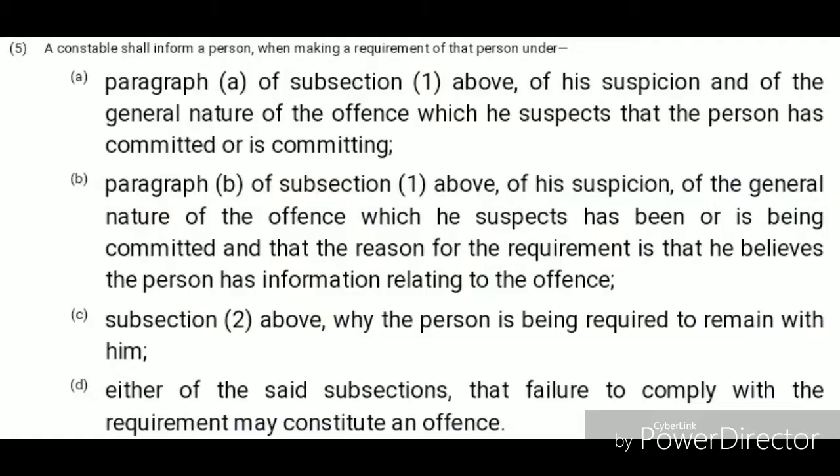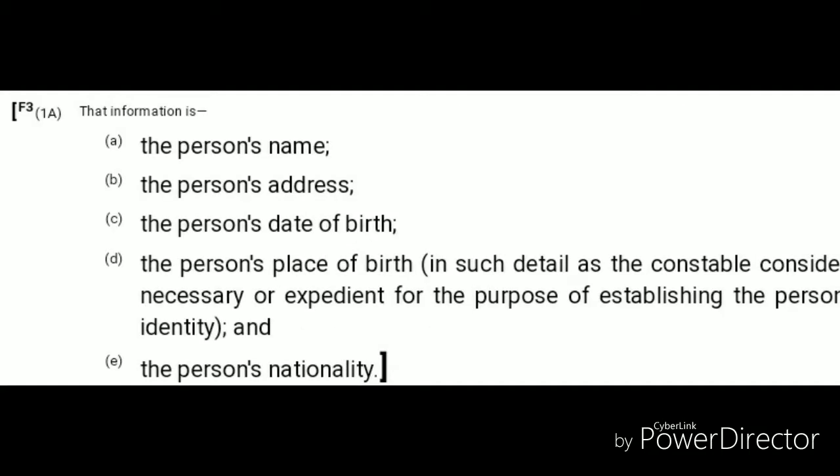The officer must inform the person of whom he is making the requirement under Section 13 of the general nature of the offense. The officer must also inform them that it is an offense to fail to provide their details. The Section 13 requirement allows the officer to require a person to provide their name, address, date of birth, place of birth, and nationality.